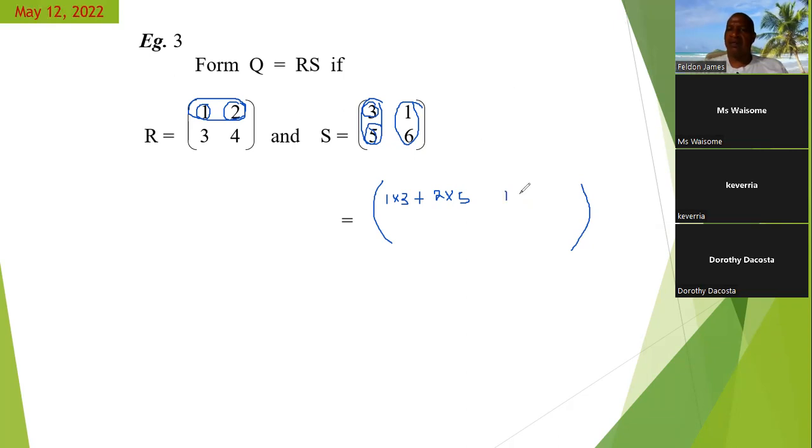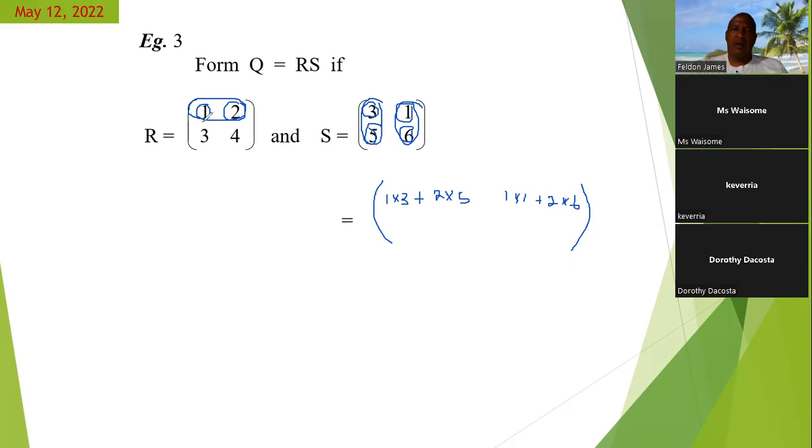So we should have 1 times 1 here. Continue. Plus 2 times 6. All right, so we are taking back the same one, using the first element in this row and the first element in the column, multiplying them together, 1 times 1. Then we use the second element in the row, 2, times the second element in the column. So that would be 2 times 6. And so we'll get that.